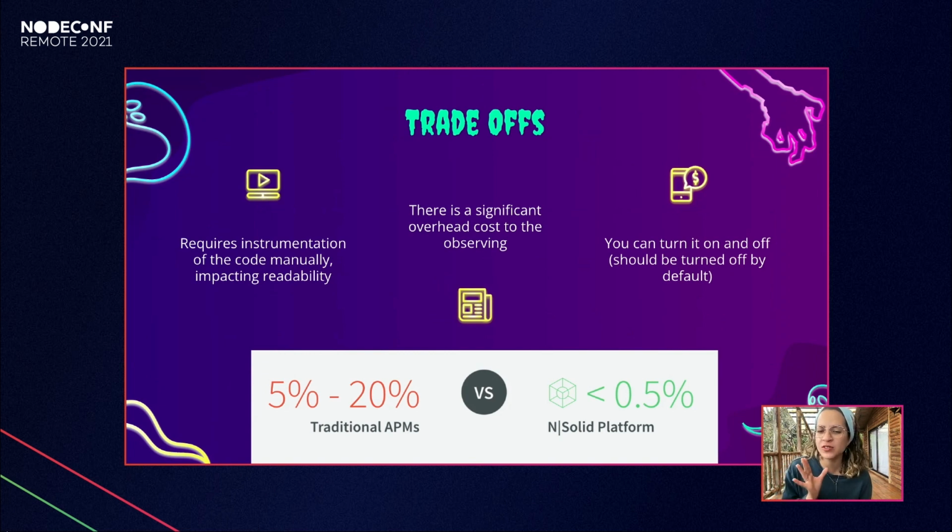Take into account that most performance tools have a cost, also called overhead. The traditional APMs have an overhead between 5 and 20%. In comparison, NSolid, the top performance tool for Node.js, has an overhead of less than 0.5%. You don't have to turn it off because NSolid won't affect your performance as other tools and features do. As you can see here, NSolid is faster.